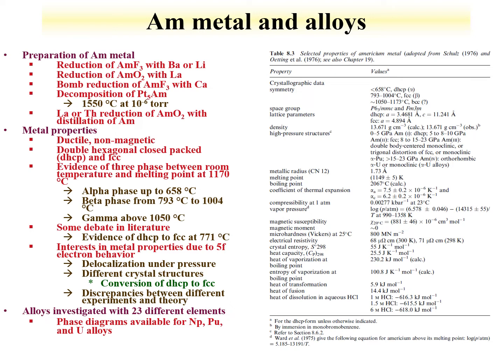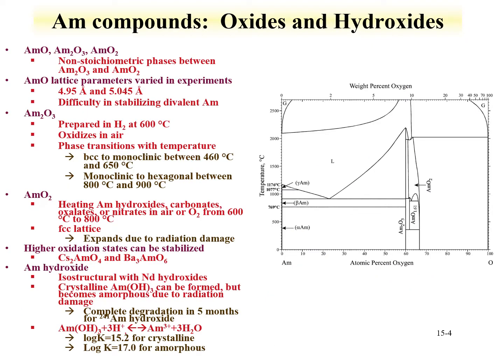A number of Americium alloys have been prepared. The ones that are important for the fuel cycle, neptunium, plutonium, and uranium, those phase diagrams of the alloys are available. Other important Americium compounds for the nuclear fuel cycle include oxides and hydroxides. Three oxides have been examined and evaluated: the monoxide, the Am2O3, and the Americium dioxide.